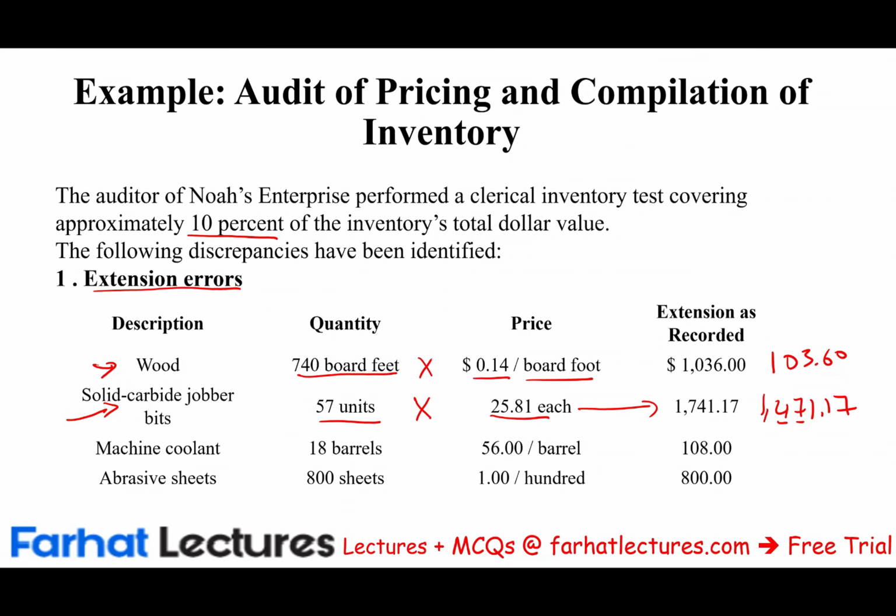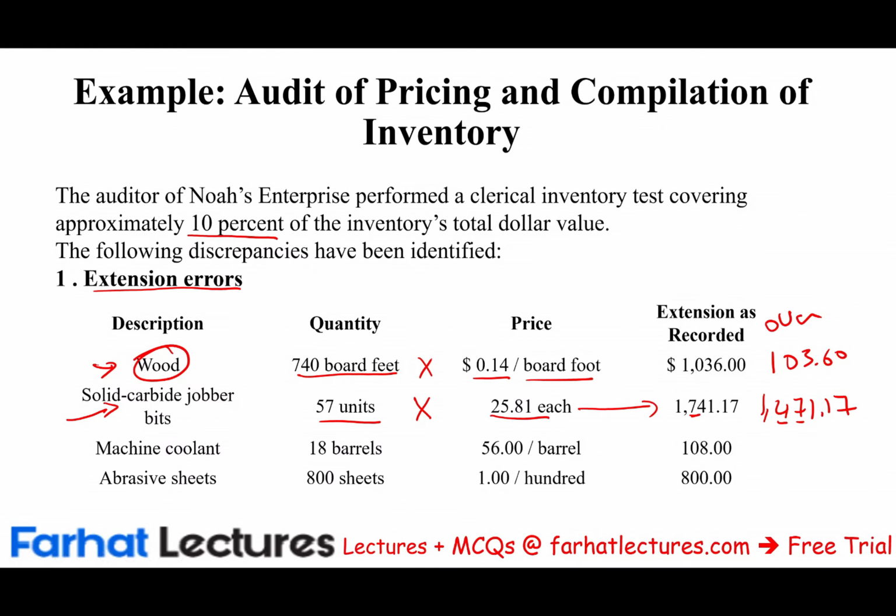So again, from a misstatement, overstatement, or understatement, I just want you to be familiar with those terms. For the wood, just let's go back to the wood. This was an overstatement for the wood. For the jobber bits, it was an overstatement, because notice they're reporting 1,700. We should have 1,400. So both of these are overstatement. And how much is the overstatement? You'll take the difference between them.